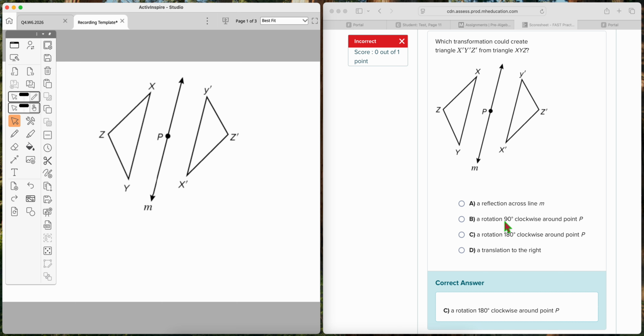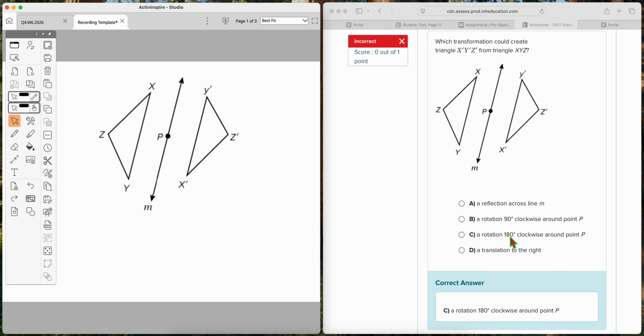Option B is a rotation 90 degrees clockwise around point P. So clockwise would be this direction, the way a clock moves. Look at the second hand on a clock. 90 degrees is like one turn, essentially, so this isn't about point P necessarily. About point P, it would be like here. That would be a 90-degree rotation. So obviously that one's not correct.